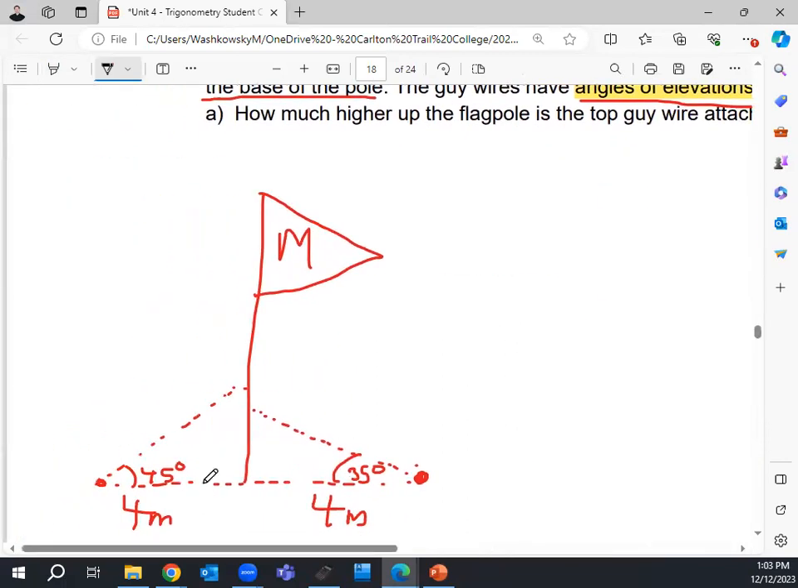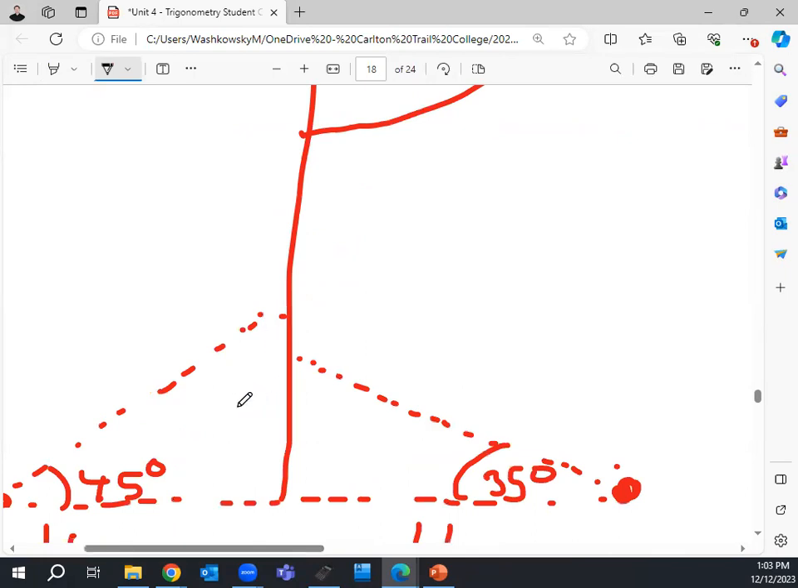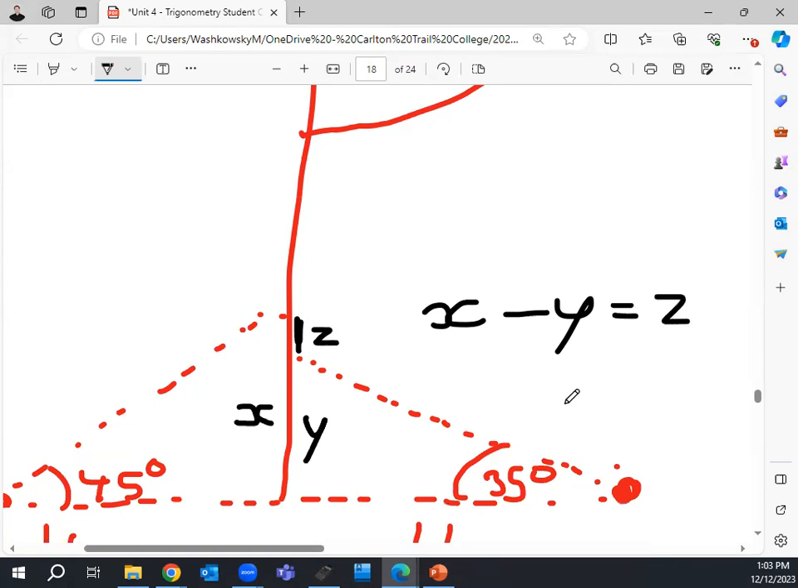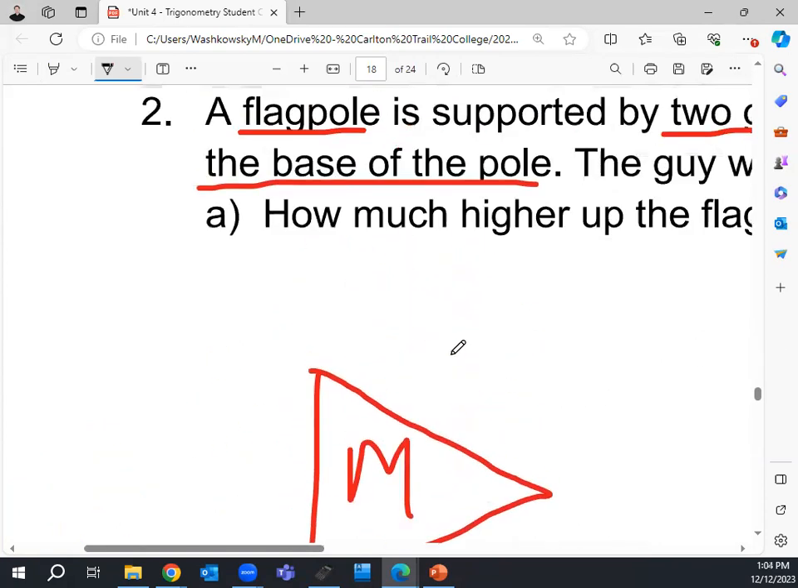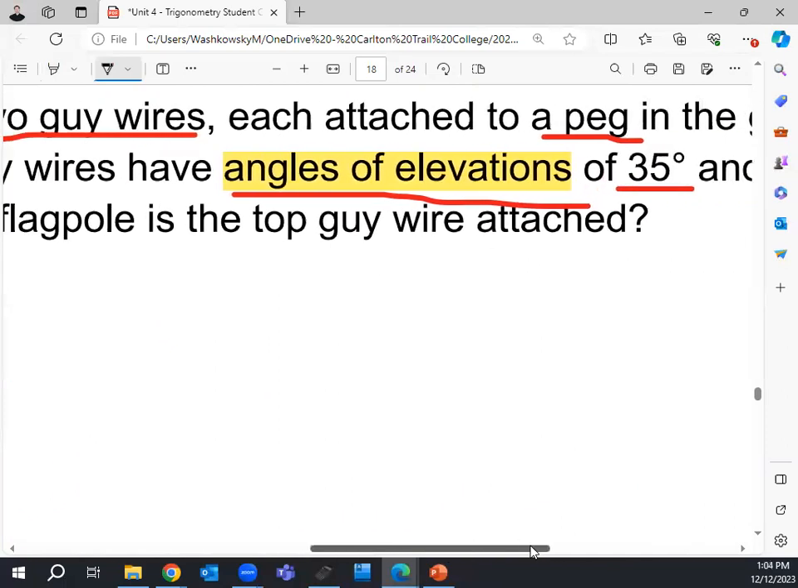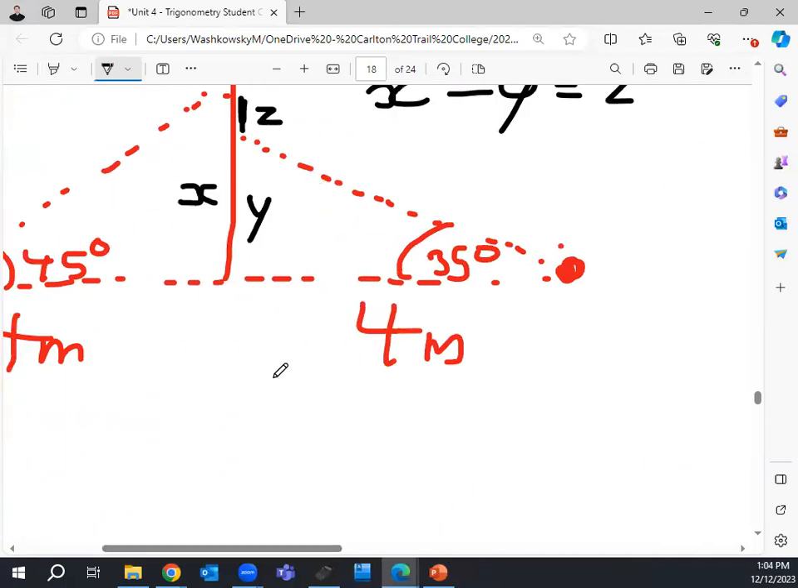We're approaching this the right way. Why don't I figure out how tall this one is? I'm going to call that X. And then how tall this one is. And then can't I just take X and take away Y? Can't I take the bigger number, take the smaller one, and then I'm left with what I really want to find, which is, I'm going to call that Z. That would work. That's what we're saying, right? Hey, we find both these heights. We just need to find the difference of them. How much higher up is the flagpole on the top guy wire attached? I need to try and find Z.